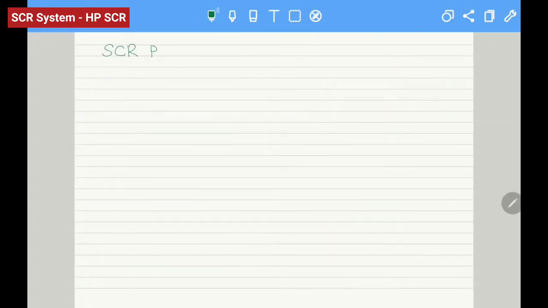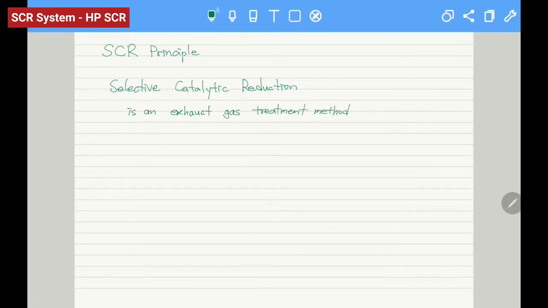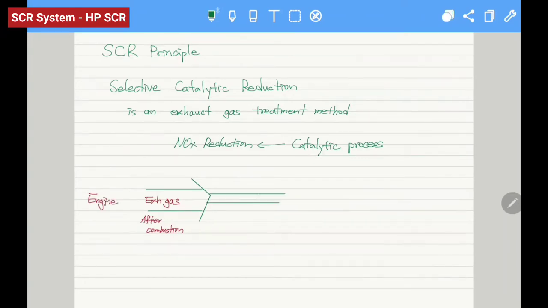Well, next, SCR principle. As you know well, selective catalytic reduction is a method of exhaust gas treatment. NOx reduction is obtained by a catalytic process. How? The exhaust gas from the engine after combustion goes to the SCR system, the SCR reactor.